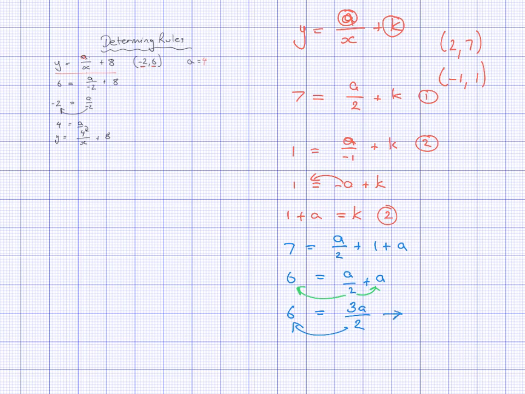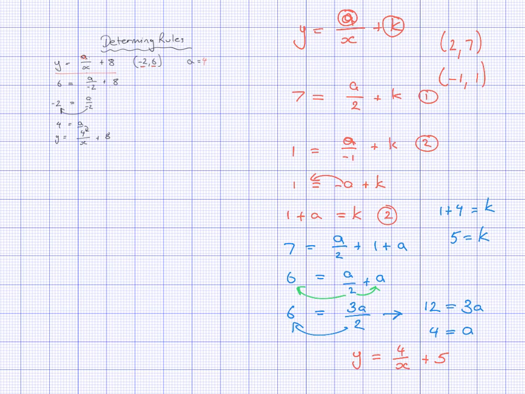So moving across here, we've got 2 times 6 is 12 equals 3a. Divide by 3, you end up with 4 equals a. Then I'm going to substitute that back into equation 2, and I get 1 plus 4 equals k. So 5 equals k. And the final step is to write the equation using those variables that we now know. So it's 4 over x plus 5. All right, which is fairly straightforward.